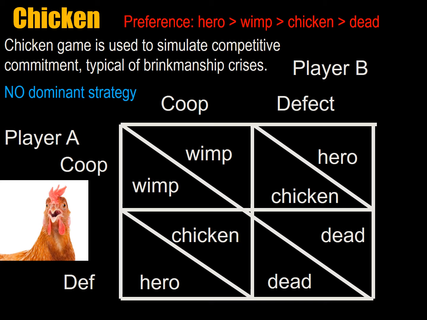It's going to choose the defect strategy. Player B is going to do the same thing. They're going to choose hero over wimp and go to defect. And so we're back to the intersection of defection and defection where we've got mutual death. So we cannot solve the chicken strategy by using dominant or dominated strategies. So what we're going to do now is look at three other solutions called the best response analysis, minimax solutions, and finally the mixed game strategy.